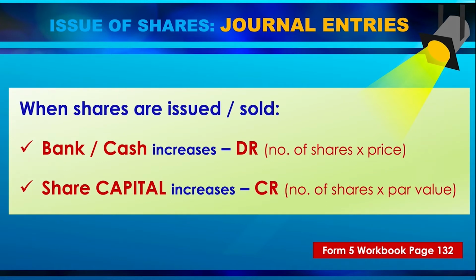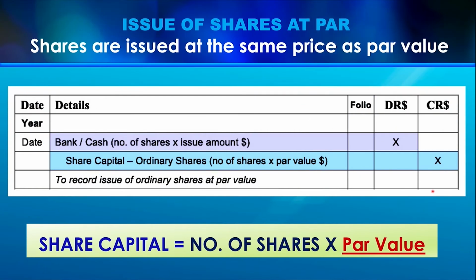Okay? So how do you write it in your journals? As we said, you put your year, your date as usual. You put bank or cash. I suggest very strongly you put your working. So you put your working, number of shares by the price that you issued it at, so your issue amount, and you debit that amount. It is basically how much you received.